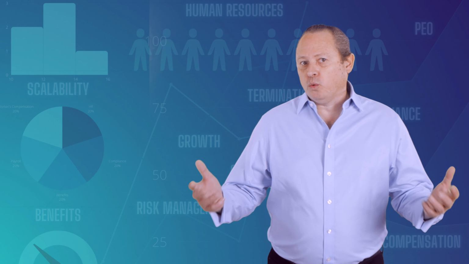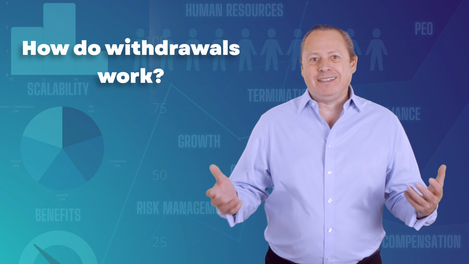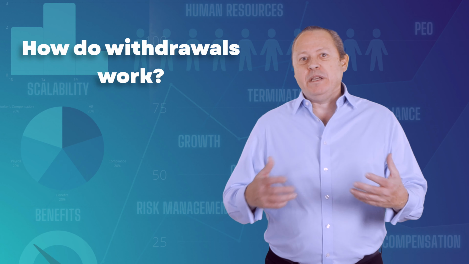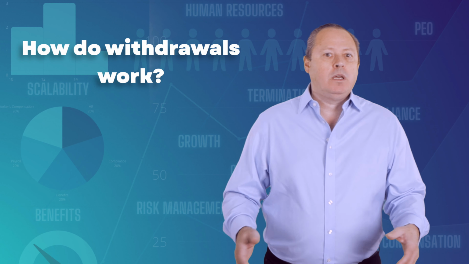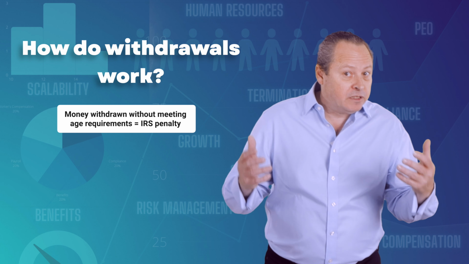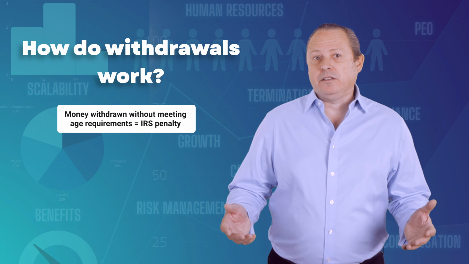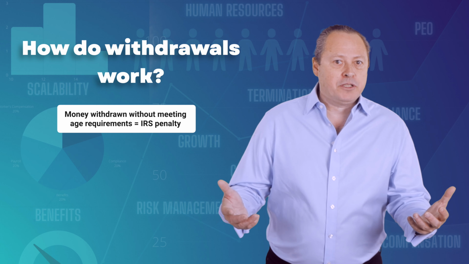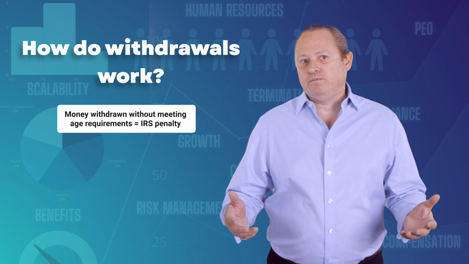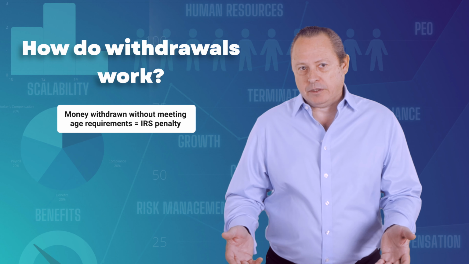How do withdrawals work? Withdrawals can be very tricky, especially when the money is accessed before the account holder reaches a certain age or meets a specific criteria. If the money is withdrawn without meeting the age requirements and specific criteria, the IRS will charge a penalty. This penalty is usually an additional 10% early distribution tax on top of any tax you owe. It is not advisable to take withdrawals unless you meet the criteria.